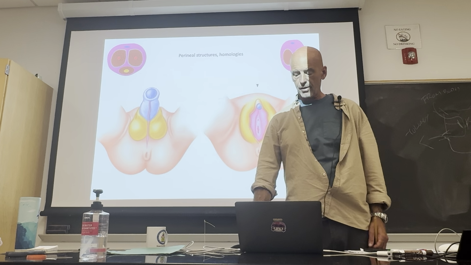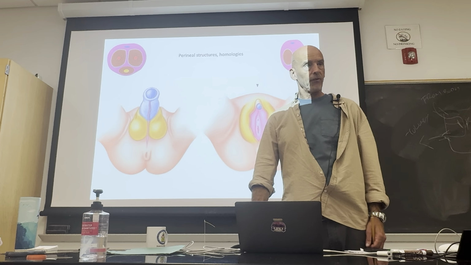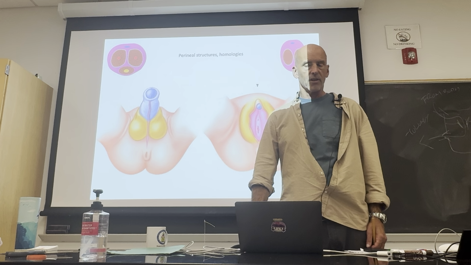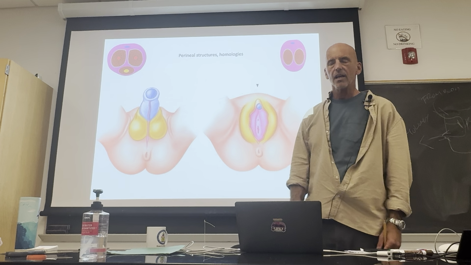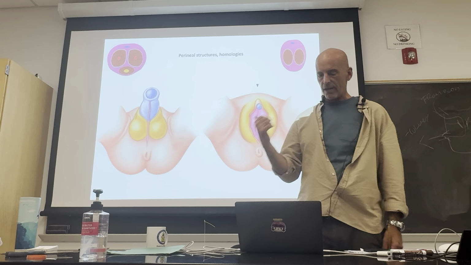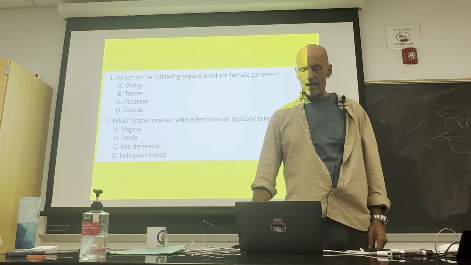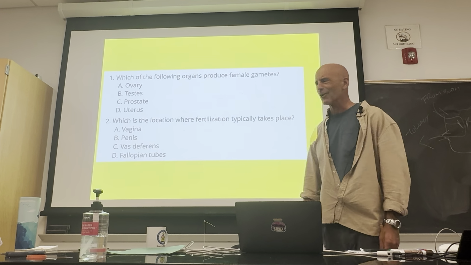Where's the homolog for the uterus? There is none. There's no uterus in men. Men don't have those baby-making structures. Do females have a prostate? No, there's no homolog for that. They don't. Right, thank you.